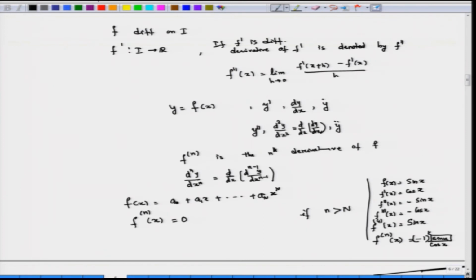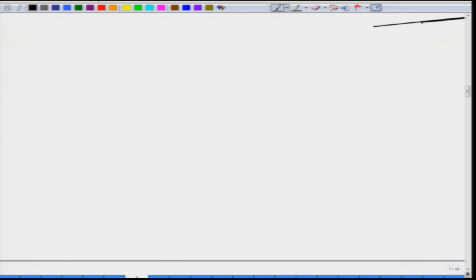Now, after doing this, let us try to see some of the applications of the derivative. This derivative will tell us about various behaviors of our function, and it will also help us to find the maximum and the minimum value of the function.